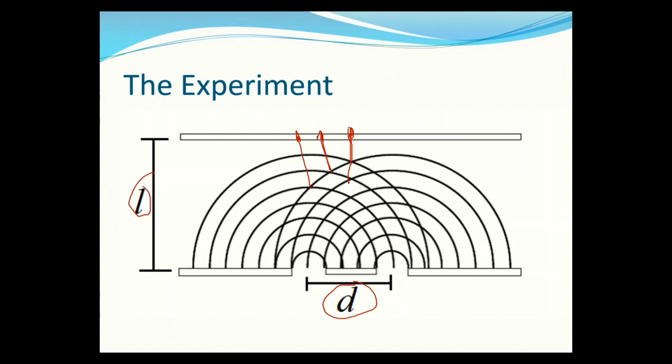The bright line right down the middle, like I said before, is called the central maximum. And then we call this n equals 1, and we call this n equals 2. And it's always symmetrical on both sides, so this is n equals 1 as well. And then this is n equals 2 as well.